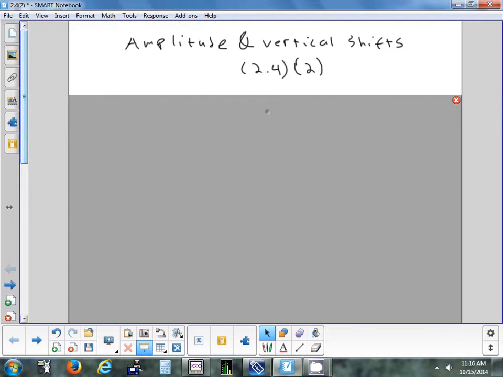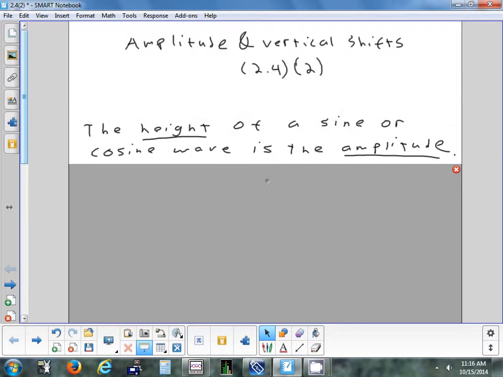Let's take a look at 2.4, just part 2. We'll look at amplitude and vertical shifts. So first thing is, what is the amplitude of a sine or cosine wave? Well, the amplitude is the height. It's a height.